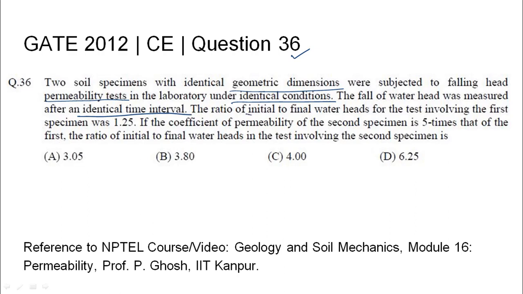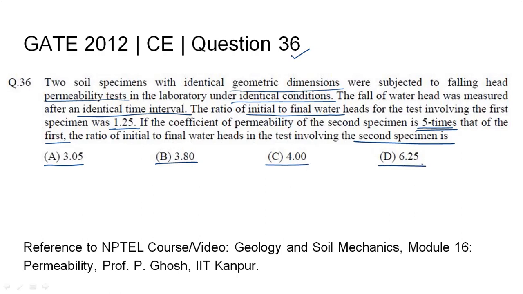The ratio of initial to final water heads for the test involving the first specimen was 1.25. If the coefficient of permeability of the second specimen is 5 times that of the first, the ratio of the initial to final water heads in the test involving the second specimen is. The four options given are A 3.05, B 3.8, C 4 and D 6.25.